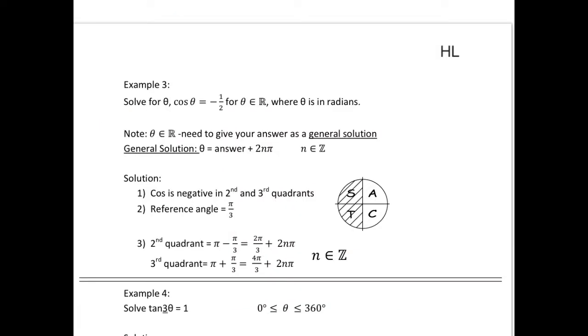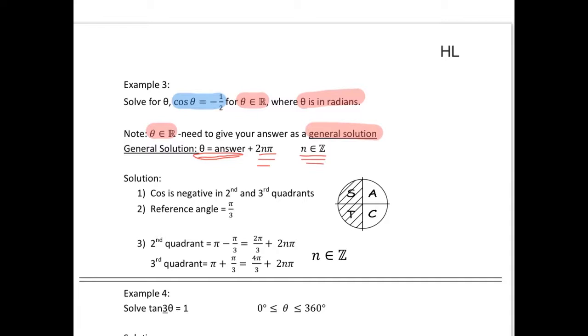Here we have another example where we're asked to solve for theta the equation cos theta is equal to minus 1 over 2, but we're asked to solve it for theta is an element of R, where theta is in radians. So when we're asked for theta is an element of R, this means we need to give our answer as a general solution. Now what does the general solution look like? The general solution looks like theta equals whatever our normal answer is from using CAST plus 2n pi, where n is an element of the integers.